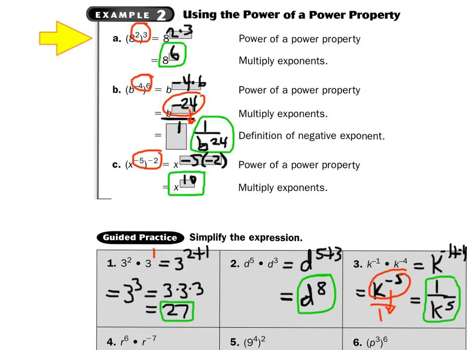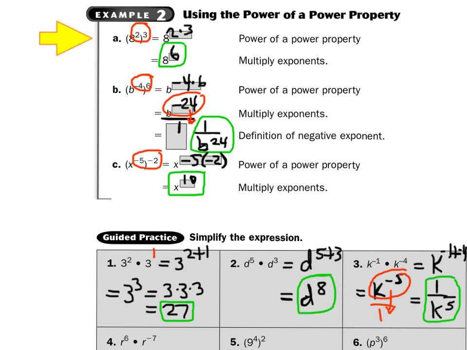Okay, take a look at example 2, using the power of a power property. So let's say, look at A. I have 8 to the 2nd power in parentheses, all raised to the 3rd power. Well, the big number, the base, is 8, so I copy the base, and then with my red, I circle the 2 and the 3. That means 2 times 3. So it's 8 to the 6th power, and I'm done. Take a look at B. I have, in parentheses, b to the negative 4th power raised to the 6th power. So I copy the base, the b, and I circle the negative 4 times 6. So that gives me b to the negative 24th power.